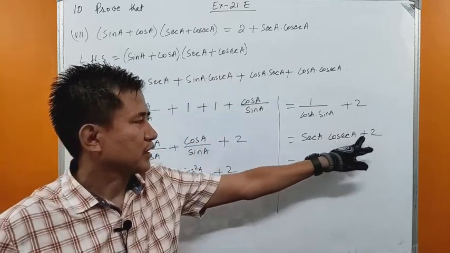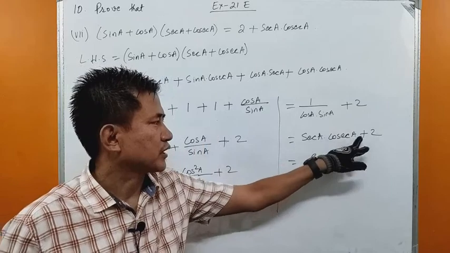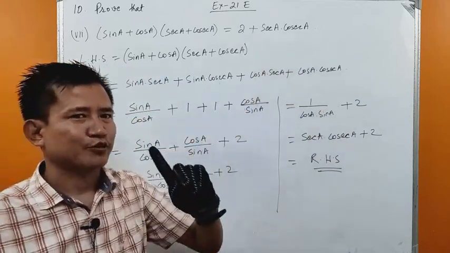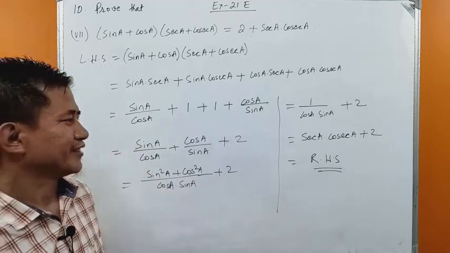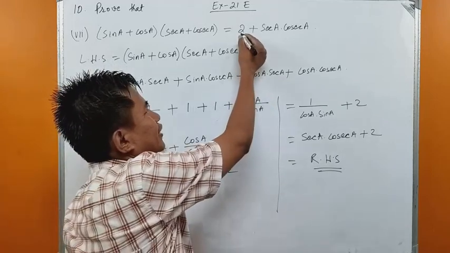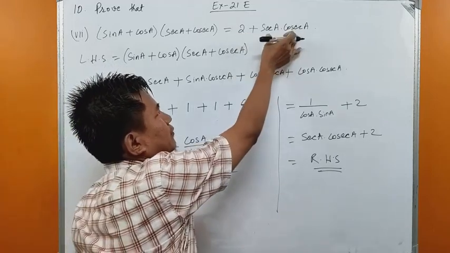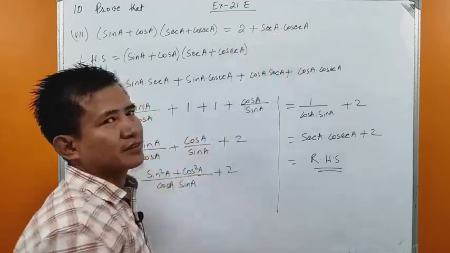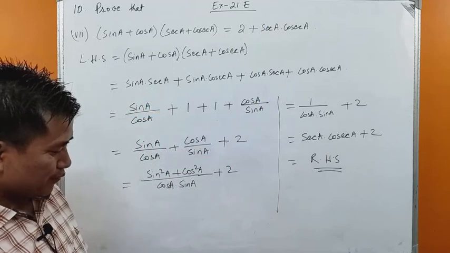Sec A cosec A plus 2, same thing. Okay, 2 plus 3 and 3 plus 2, same thing, isn't it? Either you write 2 before and sec A cosec A later, or sec A cosec A before and 2 later, the same thing. So I hope you got this.